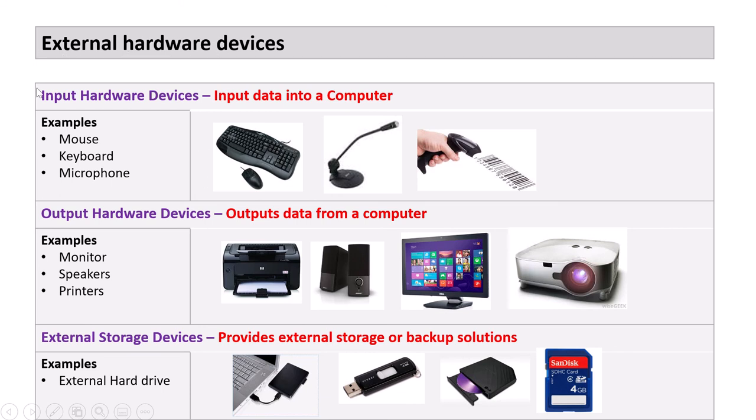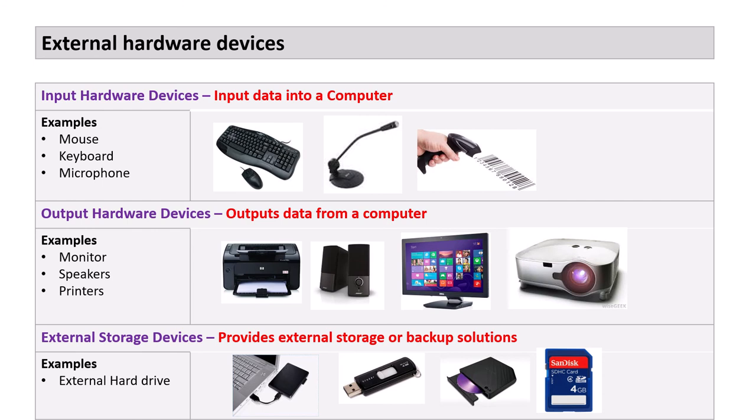Examples of some external hardware devices are as follows. First, we understand that they can be divided into three categories: input hardware devices, output hardware devices, and external storage devices. Input hardware devices are those which are used to input data into the computer. For example, mouse, the click goes inside the computer. When you type something on the keyboard, the keys go inside the computer. The microphone is used to put your voice inside the computer. A barcode scanner, the barcode is scanned inside the computer.